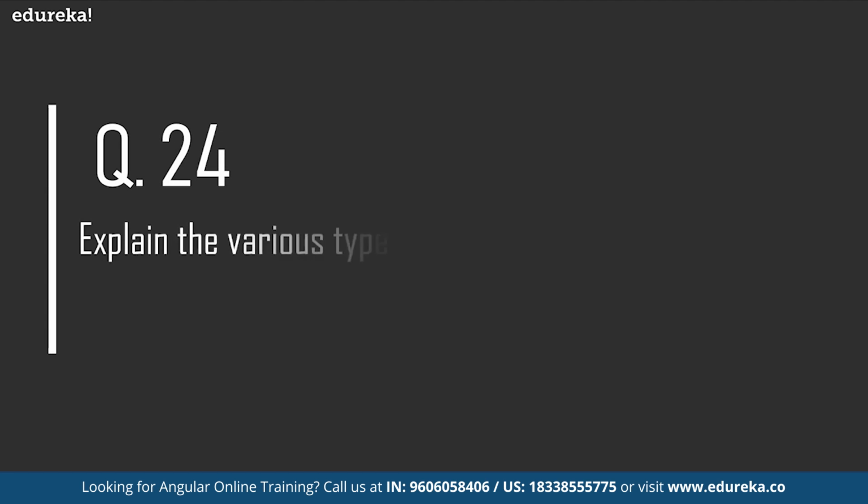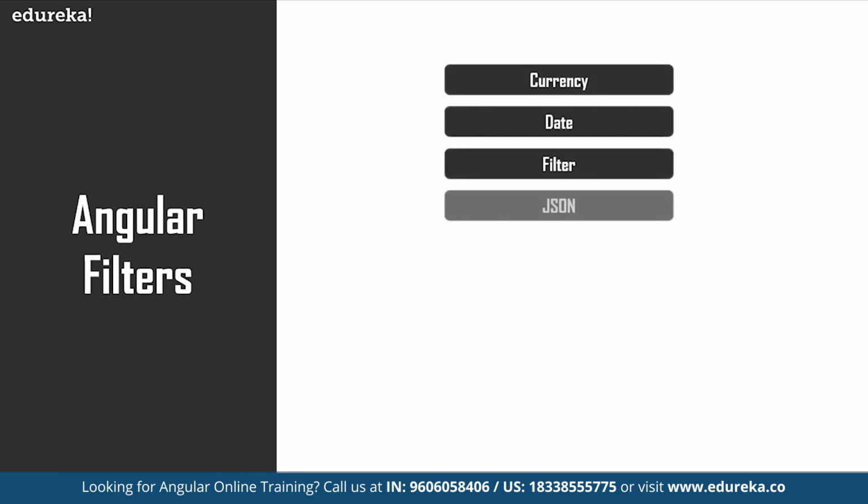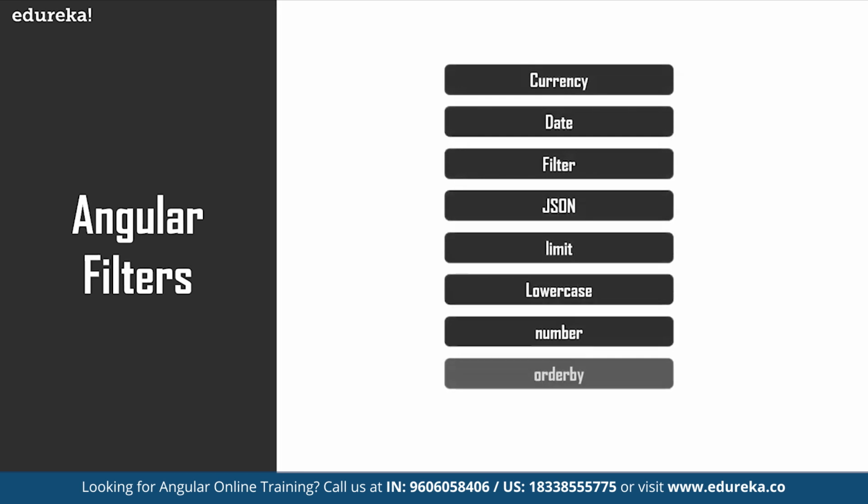Our next question for the day is, explain the various types of filters in Angular. So these are the various types of filters that you might find in an Angular application. The first is currency, which formats a number to a currency format. The second is date, which formats a date to a specified format. Then is the filter one, and this selects a subset of items from an array. Then is JSON to format an object to a JSON string.